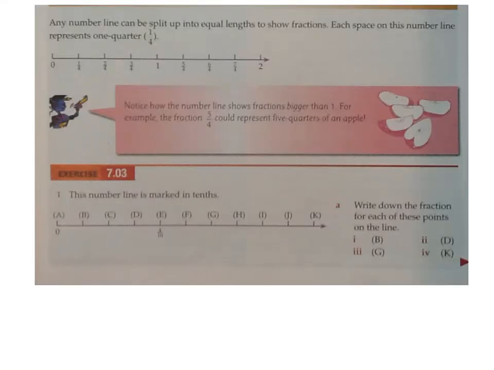This is page 93 of the Alpha textbook, and reading from the top, you can see my black arrow there on the left. Any number line can be split up into equal lengths to show fractions. We normally just show 1, 2, 3, 4, 5 integers, but we can use it for fractions as well. Each space on this number line represents 1/4. The number line below goes from 0, 1/4, 2/4, 3/4, 1, 5/4, 6/4, 7/4, 2, and so it carries on.